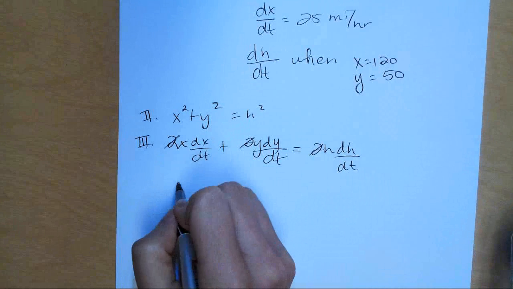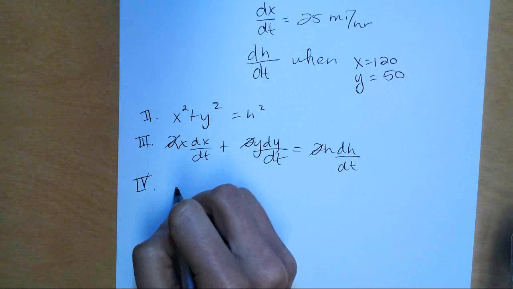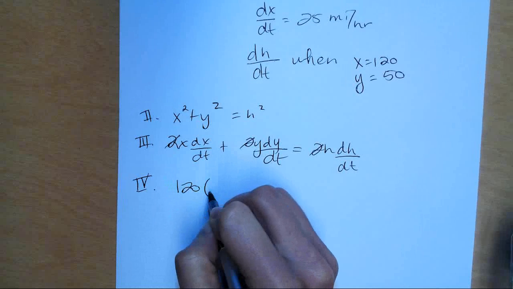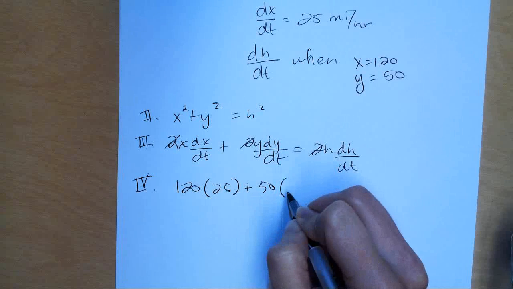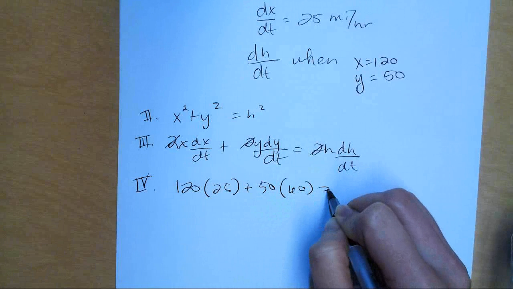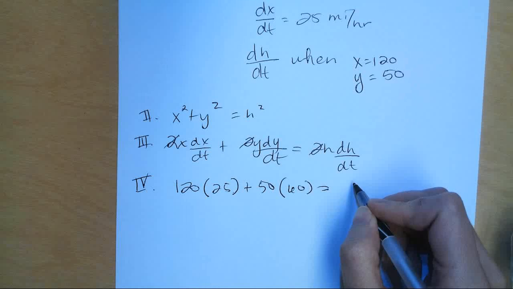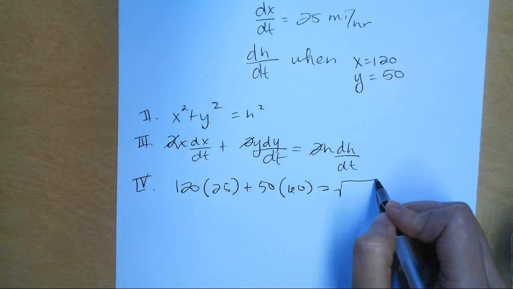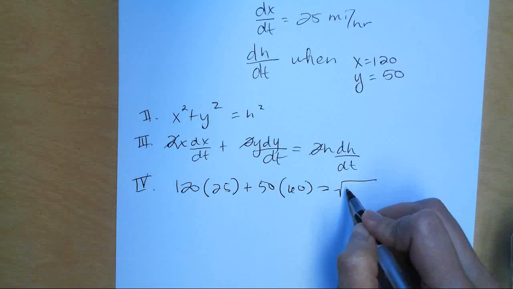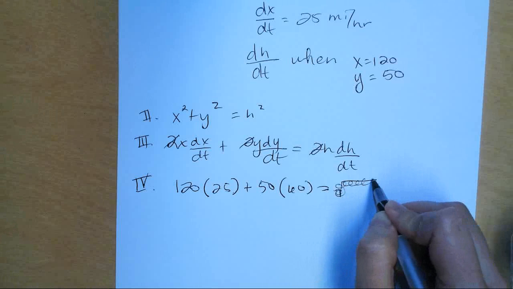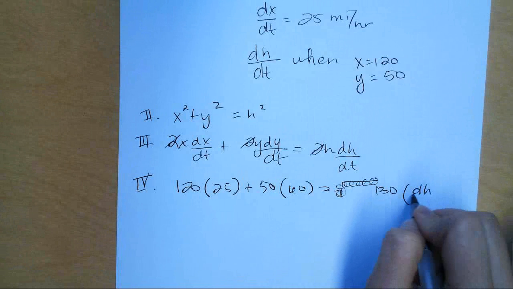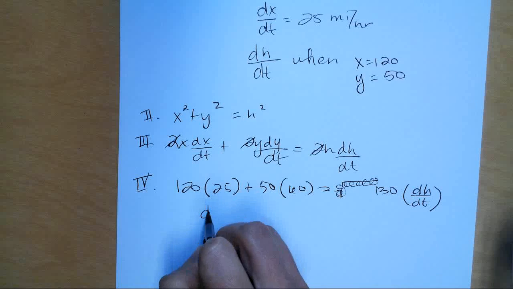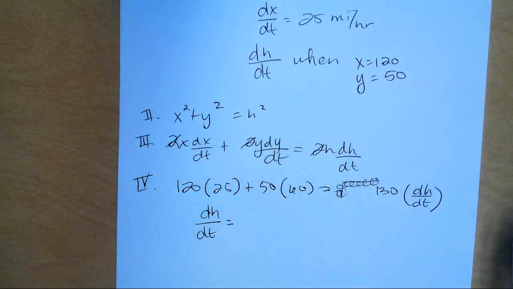Okay, so then we would plug stuff in. This is step 4. X is 120. dx/dt is 25. Y is 50. dy/dt is 60. H is, I don't know. You can. What is H? 130. Is it 130 exactly? Okay. Great. 130 times dh/dt. And when we do this, what is dh/dt? 65 miles per hour.